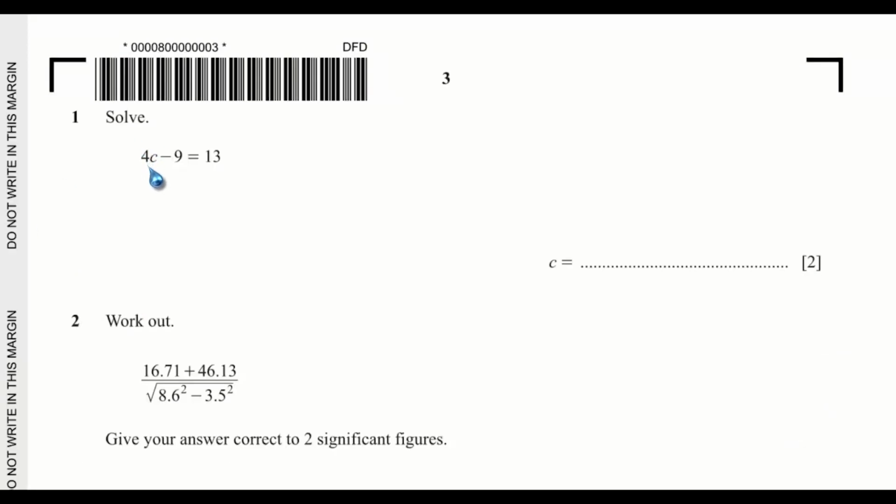Question 1. Solve 4c minus 9 equals 13. Okay, so let's add 9 to both sides. So 9 cancels out 9 here. Then you have 4c left, equals 13 add 9, that will be 22. Divide both sides by 4. So we have c left on the left.